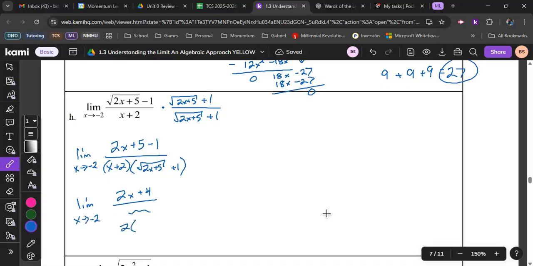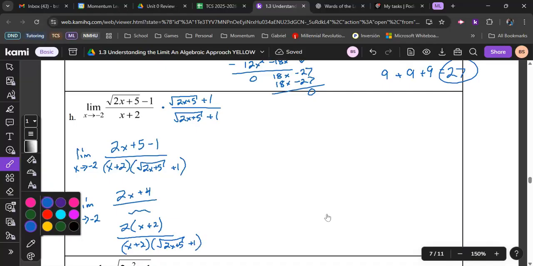I can factor the top to be 2 times x plus 2, correct? The bottom is x plus 2 and our square root of 2x plus 5 plus 1, because I got rid of my x plus 2. Do you agree? Yes. If it didn't work, what do we know is happening? Where is it going? There's only 2 possibilities: infinity or negative infinity. Thankfully, it did go away. This is still the limit, sorry.